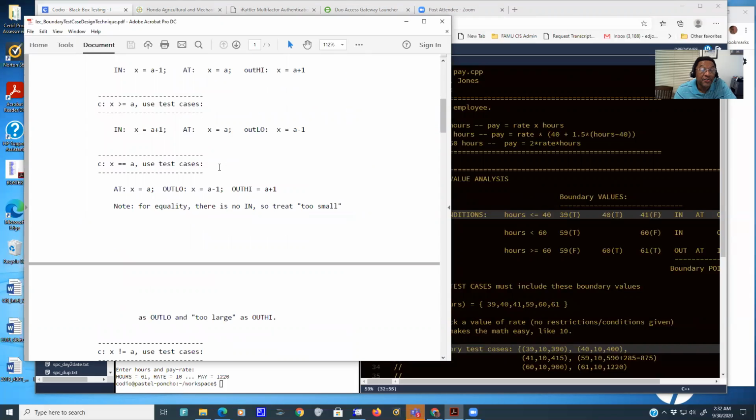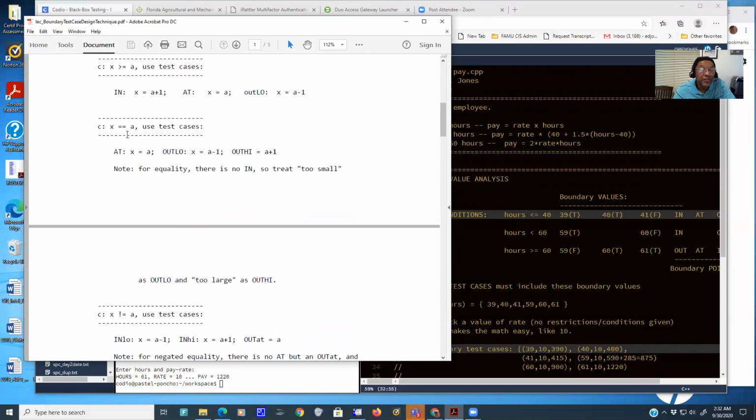I want to draw your attention to a couple of things. If we're checking for equality, when is this true? There's only one way this is true, and that is when you're at A. What's the closest value to being true? The closest value on the left is A minus 1, and the closest value on the right is A plus 1. So there are 2 ways to be false on this. You can be too big, you can be too small. But the goal in boundary testing is to be as close as you can get to A.